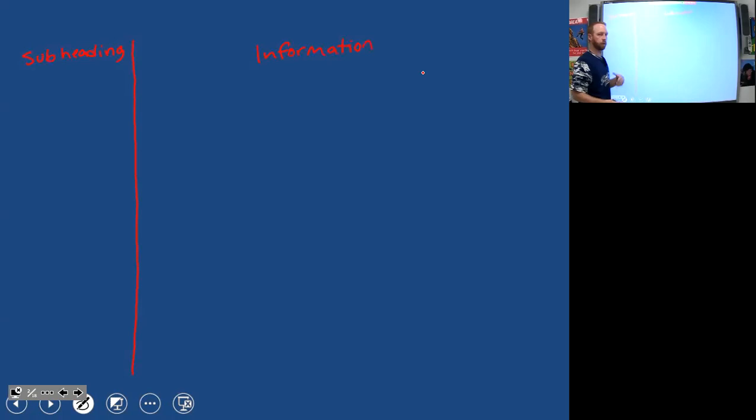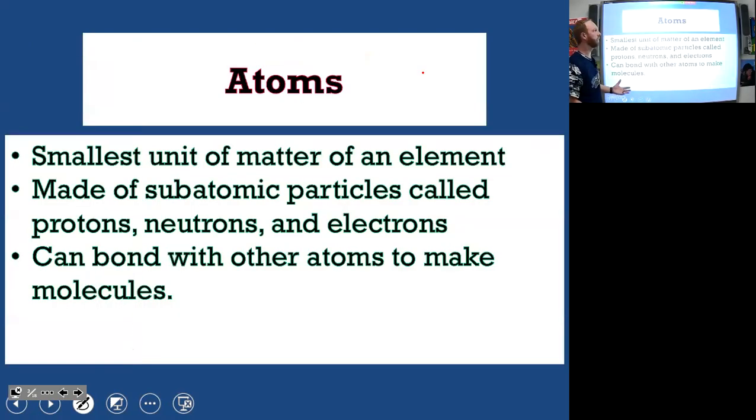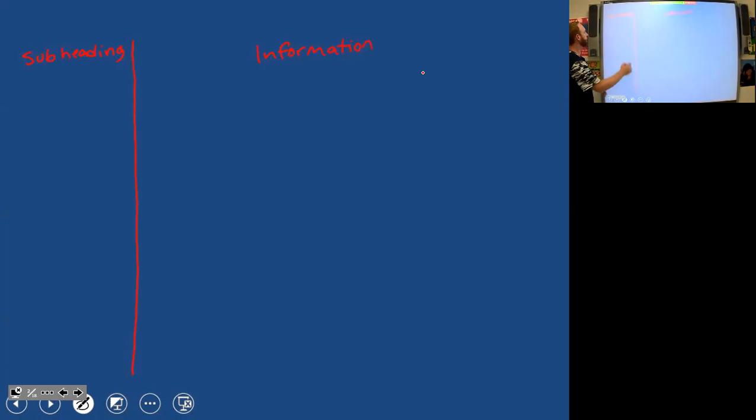So here's an example of subheading with information. On our next slide, we have our first bit of information. Our subheading is atoms. And anytime that you have a new subheading, the title up here will change, but also we're indicating that with a different background color as well. And then your information would be the 3 bullet points. So if I go back to my notes, my first subheading is atoms. And then the information for atoms is going to go right here.